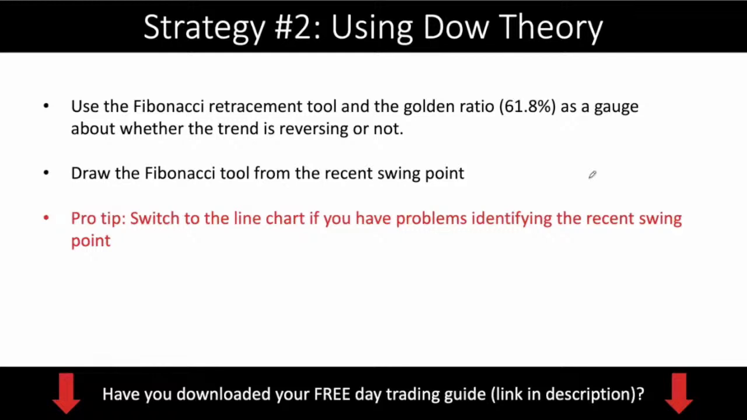Okay, if price is supported at 0.618, then we can say that the trend is not ready to reverse. It's still likely to carry on this trend. But if it breaks the 0.618 from the recent swing point, okay, again, I'll go into the chart to show it to you. If you can't really identify which swing points you should be using, then you want to switch to the line chart. The line chart will show you precisely where you should be drawing the Fibonacci tool from. So now let's go into the charts, and I want to show you how to do it.